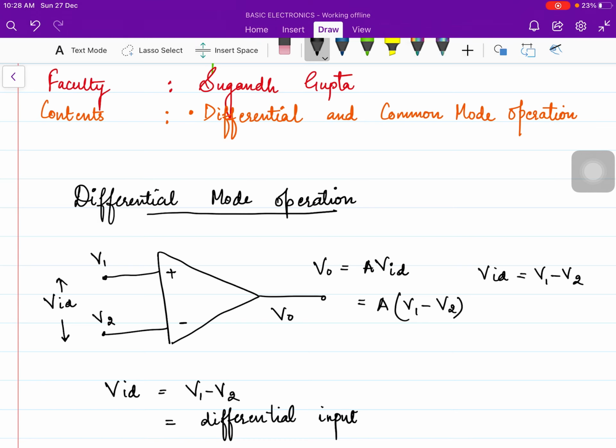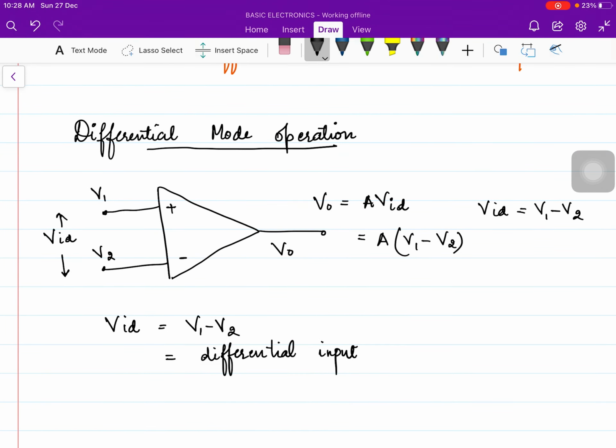And if we consider the common input, then the common input will be taken as the average of the two inputs, that is V1 plus V2 divided by 2. So this is the common input. I'll mark it as VIC, I for input, common input.